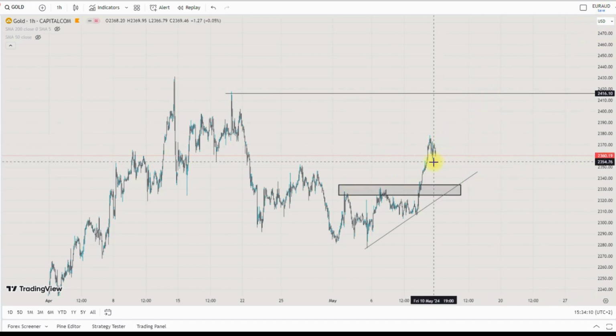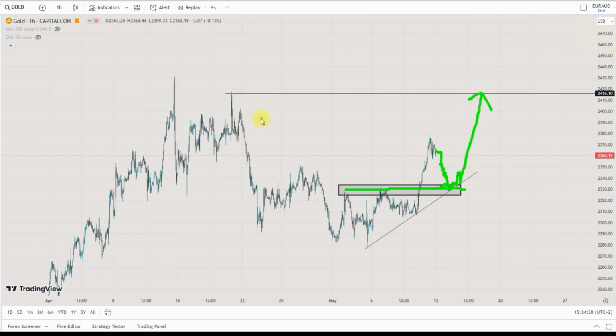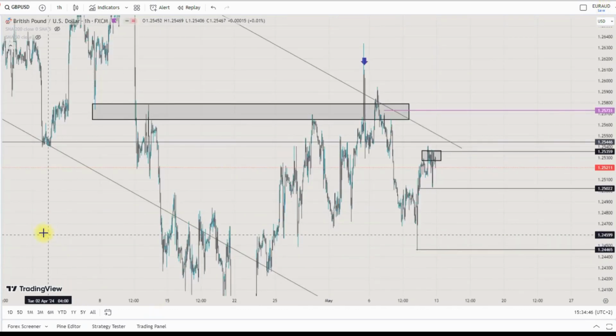So I'm looking for a retracement at this price level back to here, and then a rejection back to the upside. So I'm going long on gold next week, but I will not be going long if the price doesn't come back to my area of value. So I'm looking for price to come back here and show me a rejection sign to go on a long position on gold, and then my target is at 2416. That's it on gold. That is what I'm looking for next week.